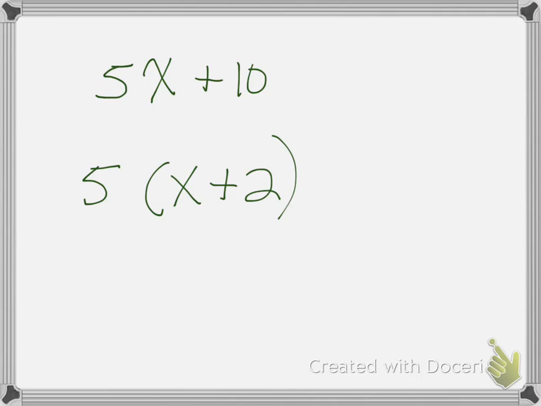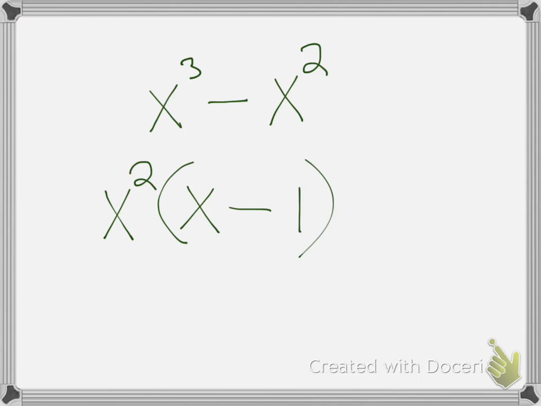Don't forget to take out common factors. If I had 5x plus 10, I could take a 5 out and have x plus 2. That would work as well. That is considered factored. Let's see, what else would we like to look at? Oh, how about if I had something like x cubed minus x squared. I could factor an x squared out of both of those things and have x minus 1. Things like that are things that I would be able to do.